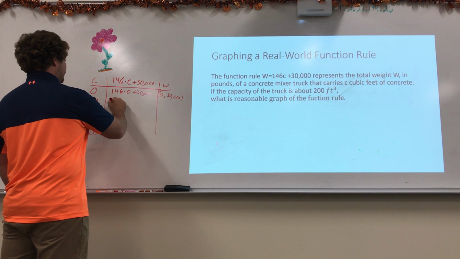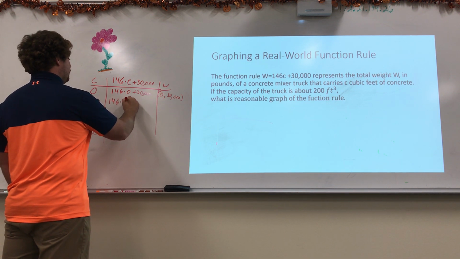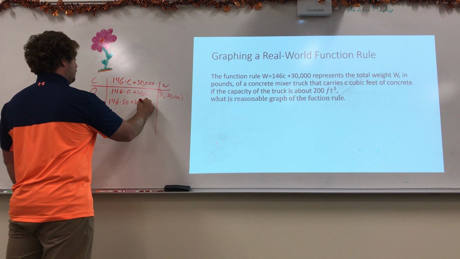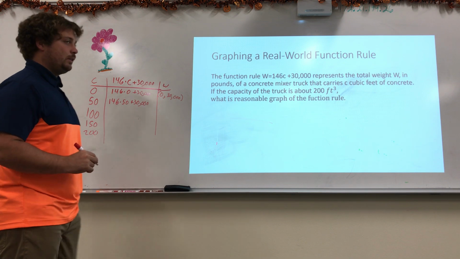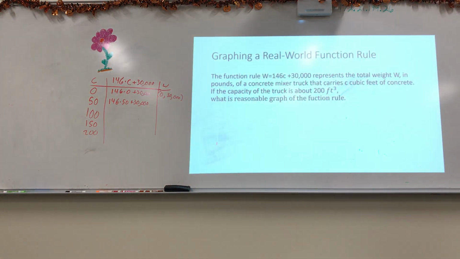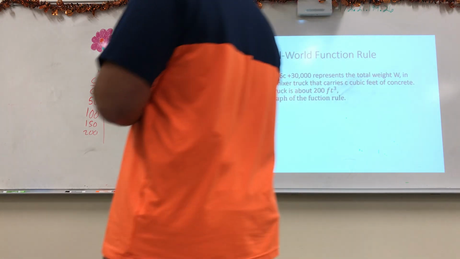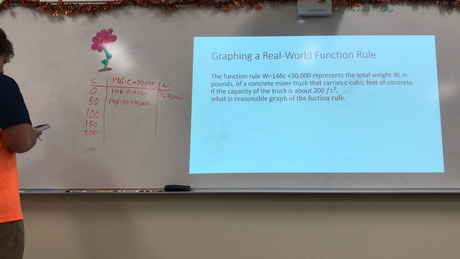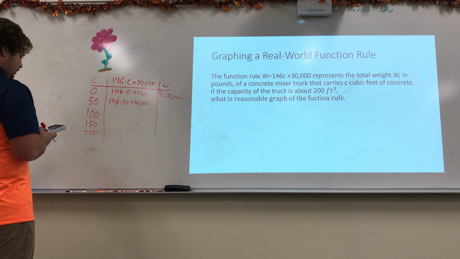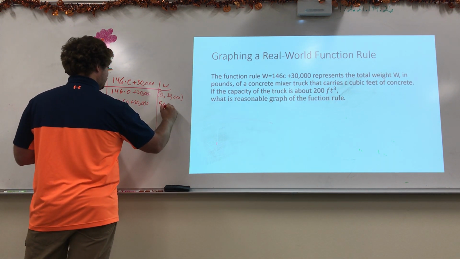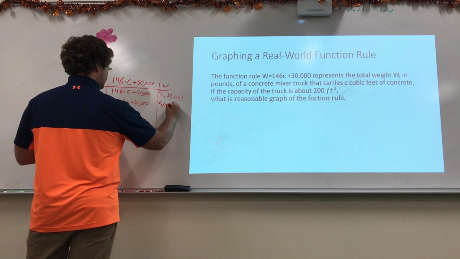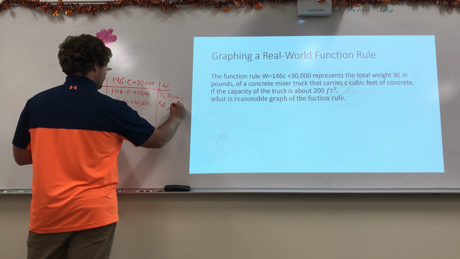Alright, 146 times 50 plus 30,000 is going to be when I have 50 cubic feet of concrete in there. Typically you buy it by the yard, by the way. Okay. Probably going to need a calculator here. So, I would write 146 times 50, which is 7,300. So that's going to give me 50 and 37,300.